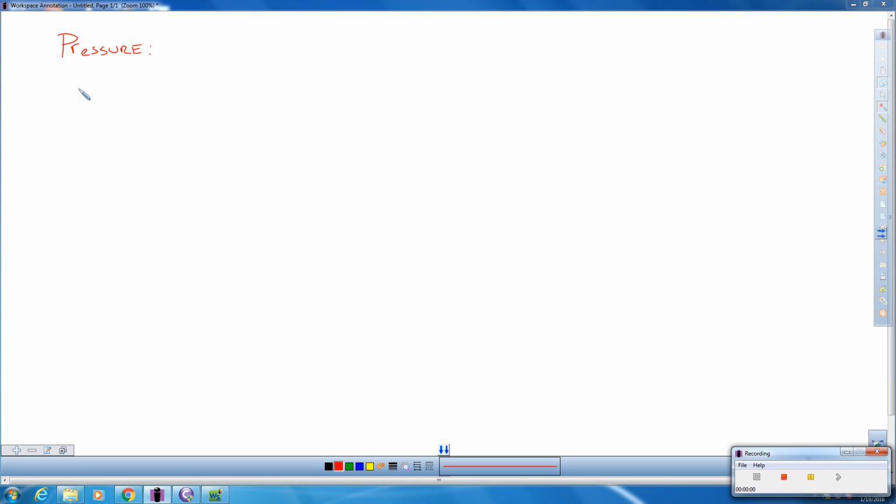Alright, we're going to talk about pressure here. Pressure is equal to force over area, where force for us is going to be either in Newtons or in pounds, and area has to be either meters squared or inches squared, depending on if we are in metric or standard.